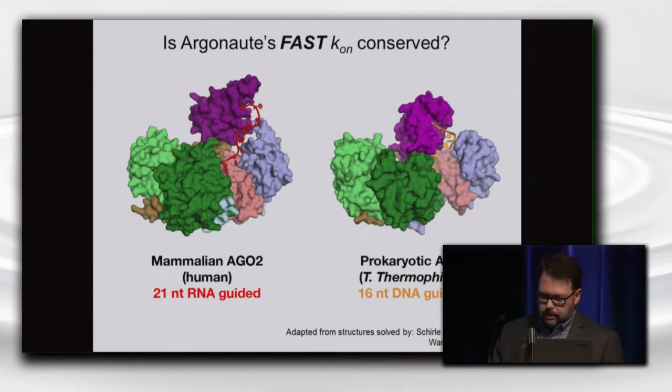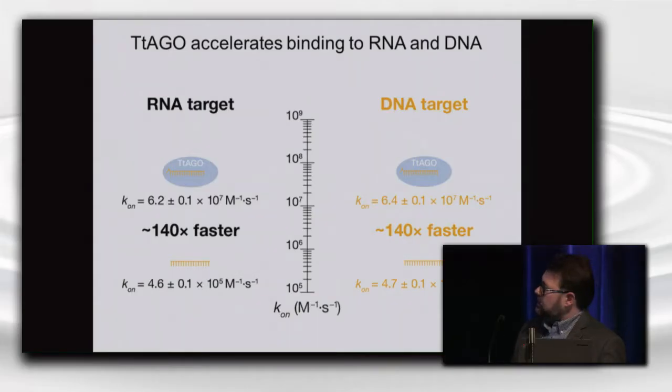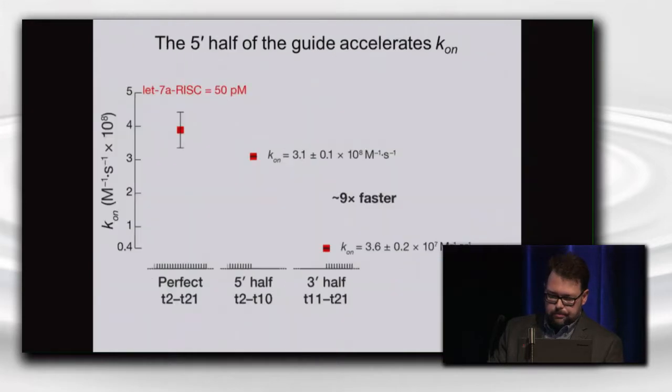It's only 16 nucleotides. So we wanted to do the same experiment for TT-AGO, and at first we measured just binding of the DNA guide strand. We did it for both RNA and DNA targets simply because we don't know what the native target is. The biological role is not known. And then we measured binding of the TT-AGO RISC to these targets, and we see the exact same thing. So this acceleration feature is highly conserved among Argonautes.